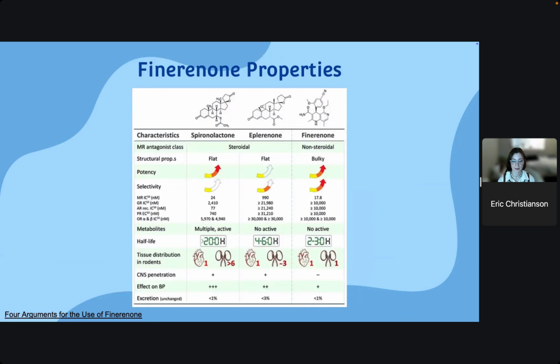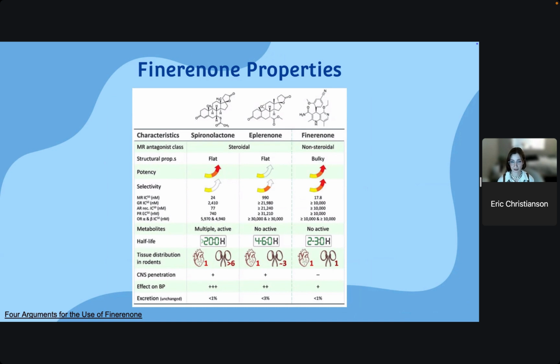So this graphic comes from a paper that talks about 4 different arguments for the use of finerenone, as well as the previous graphic. And I think this does a really good job of summarizing the differences between steroidal and non-steroidal MRAs. So you can see spironolactone and eplerenone are our steroidal, and then finerenone is our non-steroidal. Finerenone is unique in its structural properties in that it's bulky, so it has greater potency and selectivity at mineralocorticoid receptors.